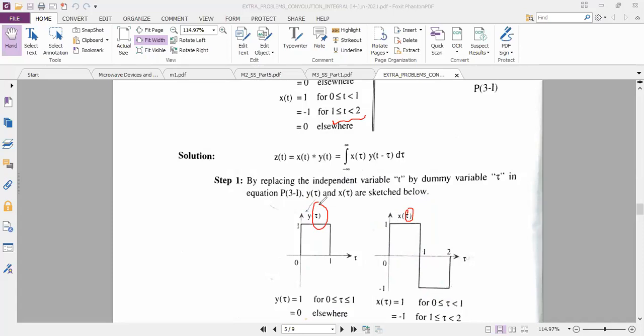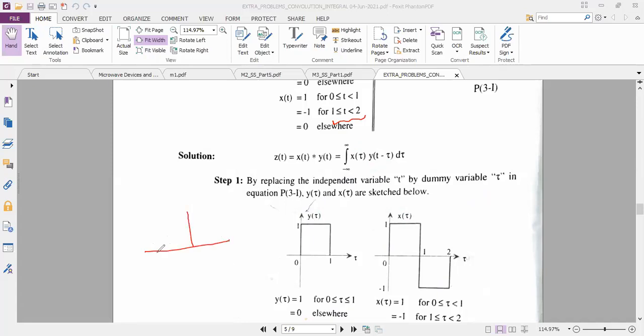Directly you don't write x of tau. First step is draw the x of t diagram and y of t diagram, and later the same diagram will be repeated but with the tau variable, okay? Because in the formula we have x of tau and y of t minus tau. So because of that reason, later we will just do that work. So after this, can anybody tell me, you refer to your previous class notes. After this, what is the next step?